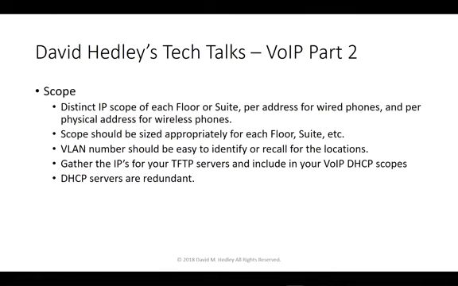Okay. Gather the IPs for your TFTP server. So when you're creating these DHCP scopes, that's one of the things you do. The TFTP server is how the phones get their configuration: they go to a TFTP server, and that's in there. That's one of the DHCP options.